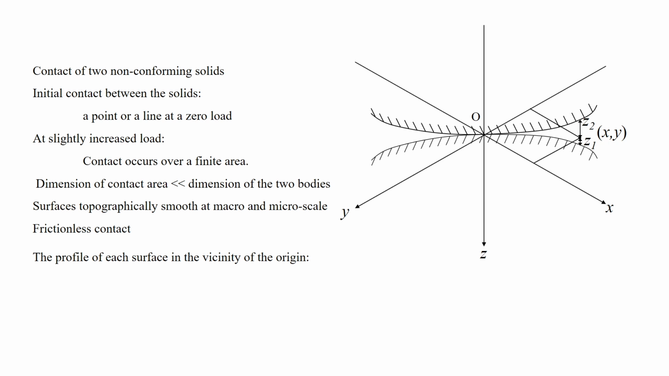The profile of each surface in the vicinity of the origin, meaning these two surfaces have been brought in contact at zero load. So, there is a point contact over here, or a line contact. How does the profile look at the vicinity of the origin? We will say the profile looks parabolic. That means Z1 will be some A1 x square plus A2 y square, plus let us say A3 xy or something like that.